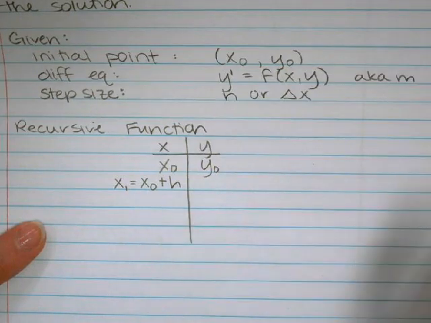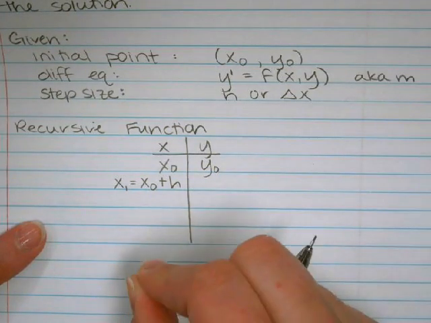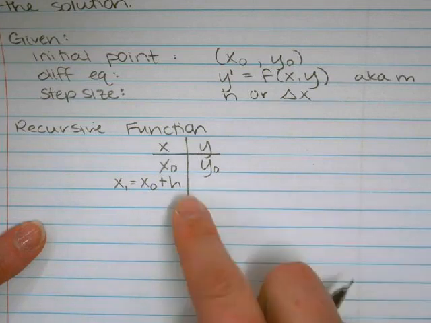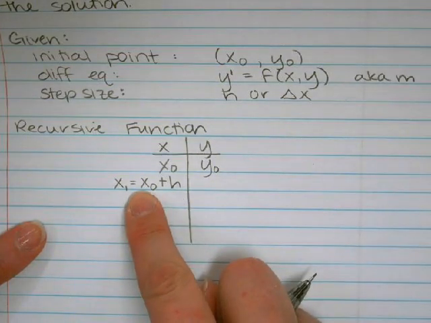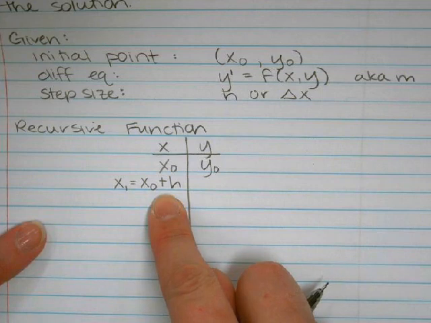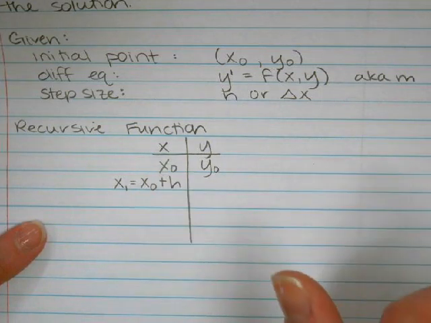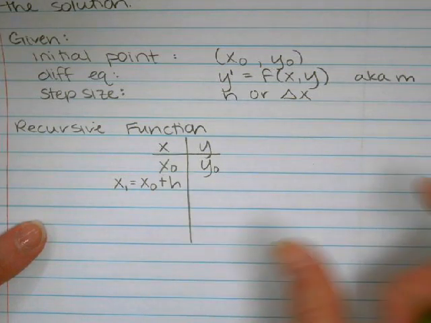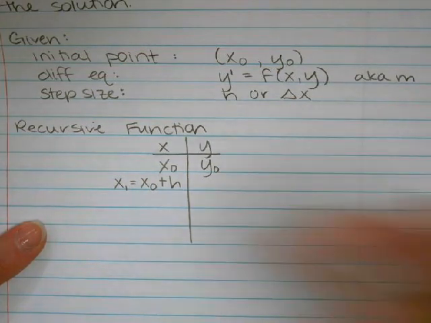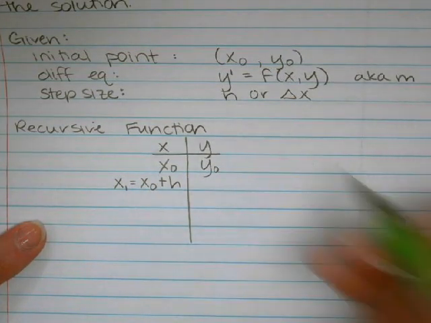So if we're finding a more accurate representation of the curve, then we would have a smaller step size. Maybe we're changing our x value by 0.1, so that would be fairly accurate. Or maybe we don't want to do as many of these, so we're changing it by 0.5, or we're changing it by a whole number. It depends on the problem.